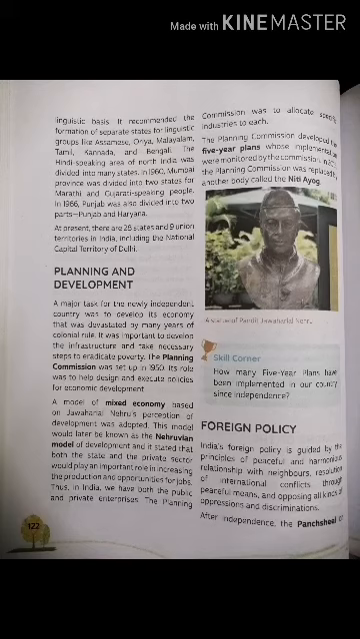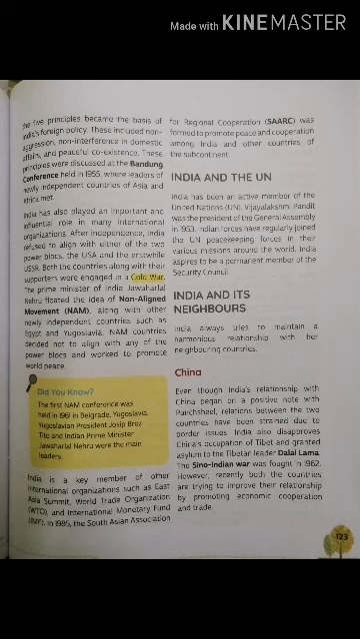After independence, the Panchsheel, or the 5 principles, became the basis of India's foreign policy. India set up 5 principles which were also known as Panchsheel. Let's discuss them. These principles were discussed at the Bandung Conference held in 1955, where leaders of newly independent countries of Asia and Africa met and discussed the issues.